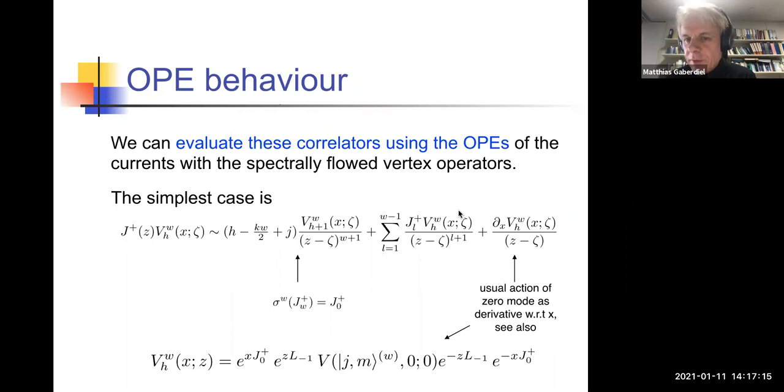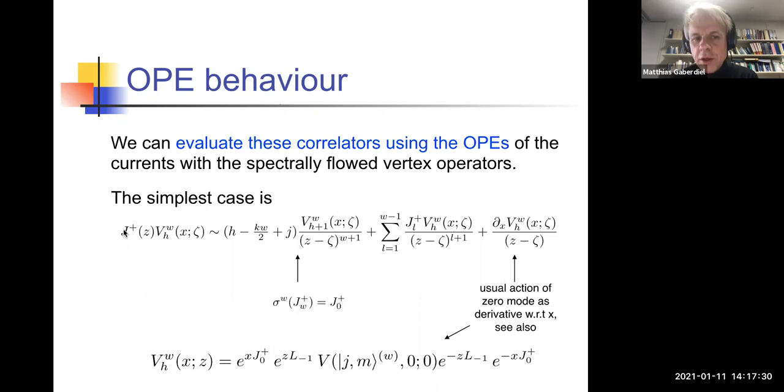Then you have all of the subleading terms, and then the last one is just the usual zero mode. And the usual zero mode, just by staring at this formula, obviously acts like a derivative in x. That's how it has to act, because it's the translation operator in space-time. So that's the structure of the OPE of J plus with a w spectrally flowed vertex operator.